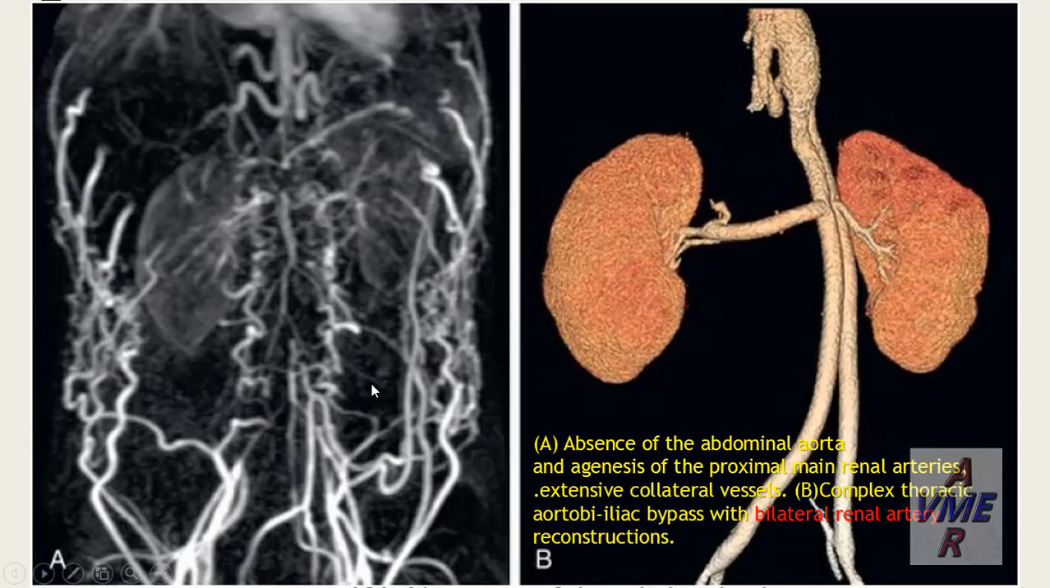In this picture, we have absence of the abdominal aorta and agenesis of the proximal renal arteries with extensive collateral vessels, and this patient underwent a complex thoraco-aortobiliac bypass with bilateral renal artery reconstruction and reimplantation. So it was agenesis or absence of the abdominal aorta and renal arteries with extensive collaterals, and a complex thoraco-aortobiliac bypass with bilateral renal artery reconstruction.